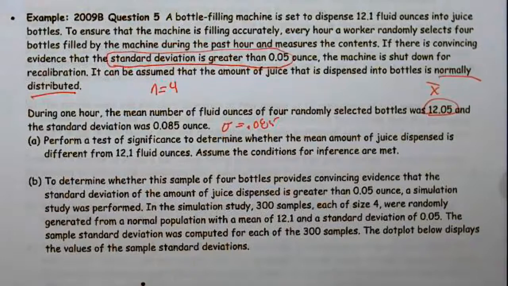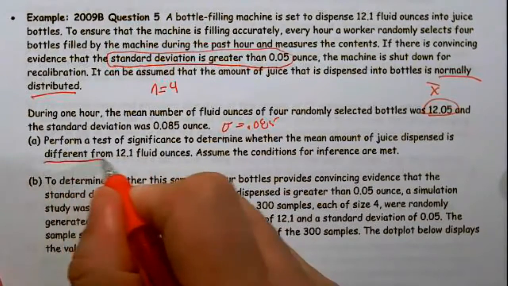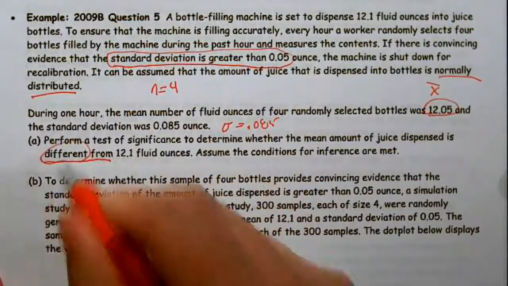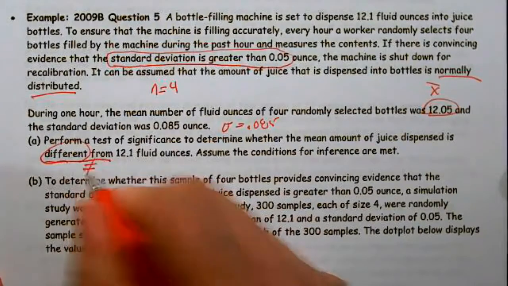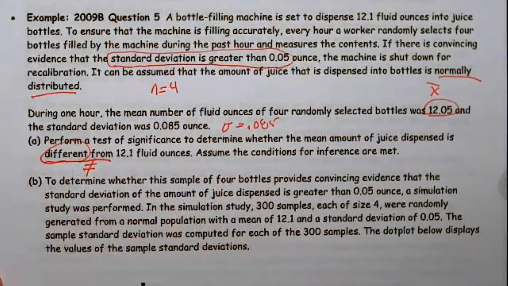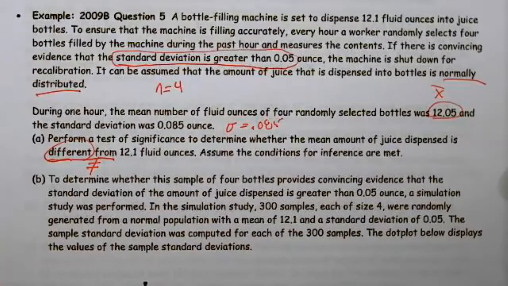Okay, so perform a test of significance to determine whether the mean amount of juice dispensed is different from 12.1 ounces. They tell me different, so that lets me know that I'm working with not equal. Assume the conditions for inferences are met. And we all go, yay, I don't have to do my conditions this time. All right, had I written my conditions, well, we'll talk about that in just a second.